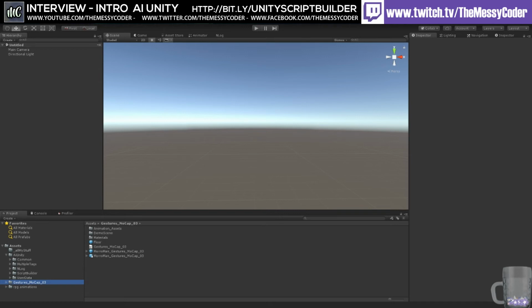Well, I've loaded up a blank scene, or blank project, in Unity 2017.4.7f1. Don't ask me why I'm using this version of Unity. It's one of the ones I've got on my machine. I'm super curious what Script Builder is capable of.